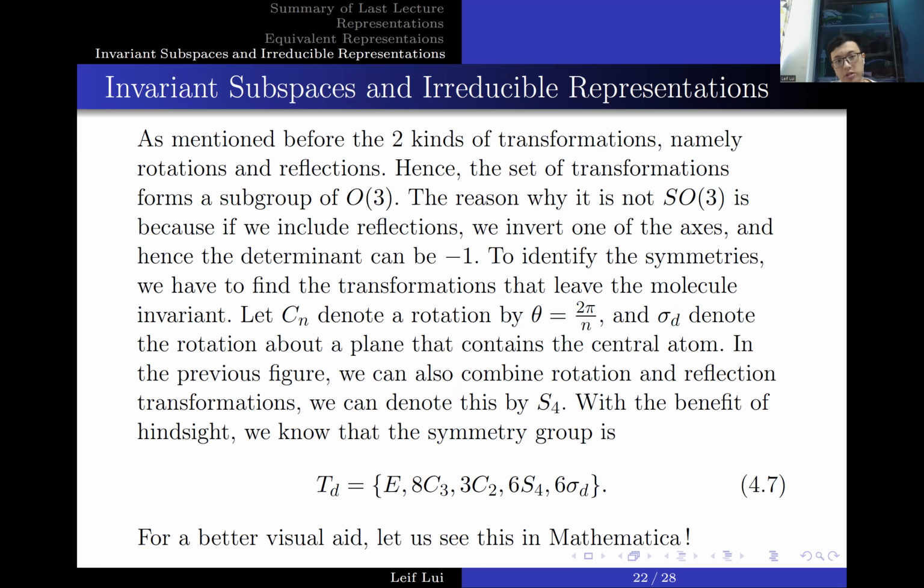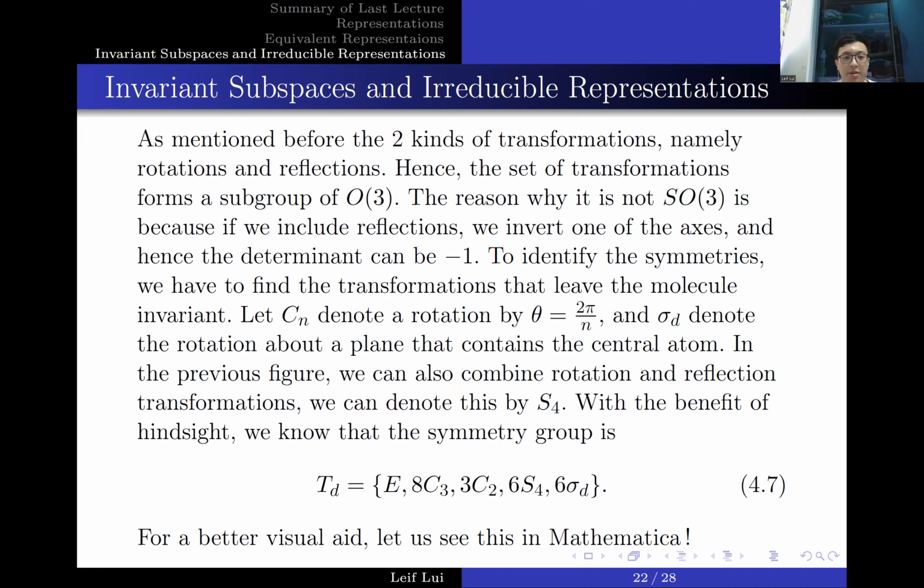Hence, the set of transformations forms a subgroup of O3. And the reason why it is not a subgroup of SO3 is because if we include reflections, we can invert one of the axes, and hence the determinant can be -1. And to identify the symmetries, we have to find the transformations that leave the molecule invariant.